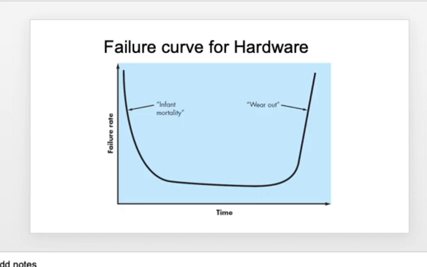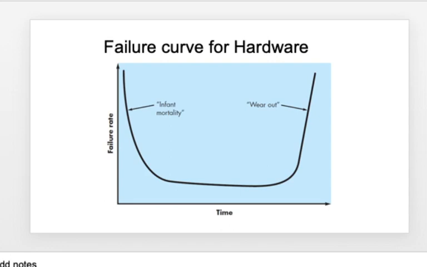This diagram is called the failure curve for hardware. This picture is most famously called the bathtub curve, as it resembles a bathtub. You have time on the x-axis and failure rate on the y-axis. As time progresses, initially you have something called infant mortality. Then as time progresses further, it is a flat curve.